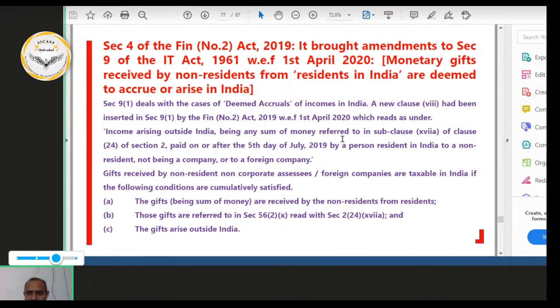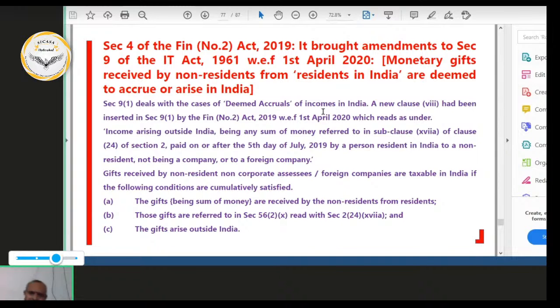But I am not talking about the treaty, etc. The principle is, if any gift is given by a resident in India, then it is deemed to accrue or arise in India. Okay, I am not talking about the exemption portion. It may be exempted because of giving to a relative. It may be exempted because of a treaty. But as a concept, as an amendment, it is introduced.